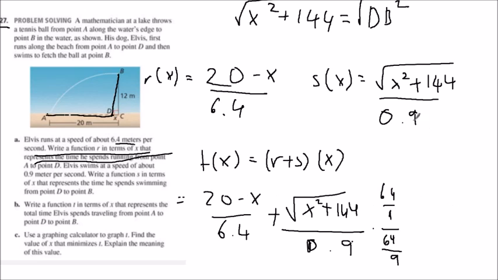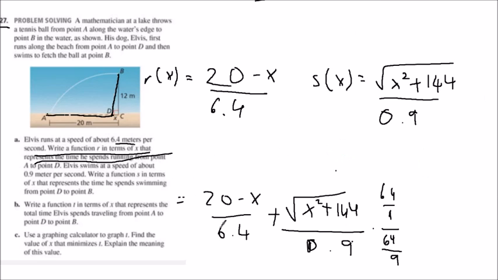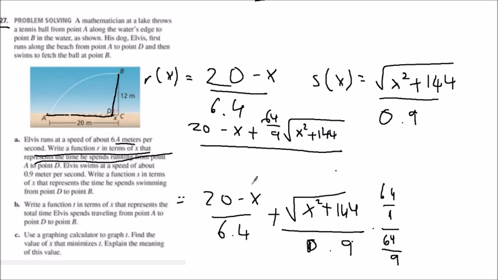So you will get 20 minus x. Okay, I'm just going to clear all of this. You will get 20 minus x plus 64 over 9 times the square root of x squared plus 144, all over 6.4. We don't like to leave decimals down here, so we can multiply everything by 5 to get a better fraction, but I'm just going to leave it like this. That is the function t of x, right?